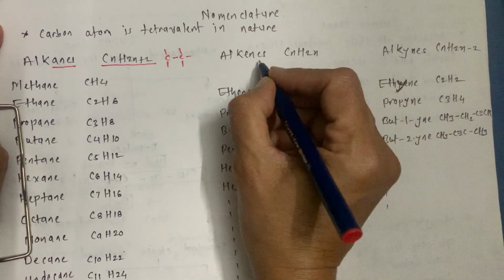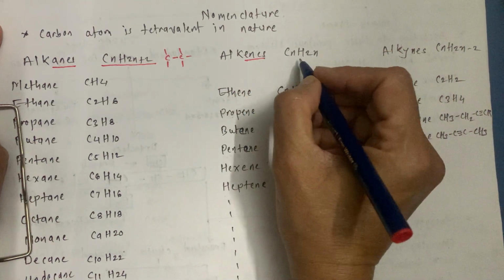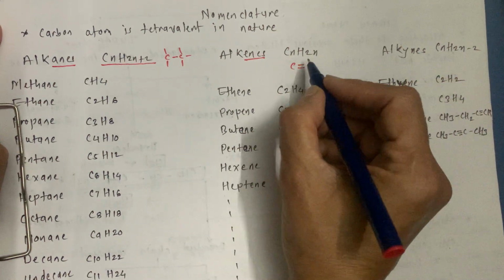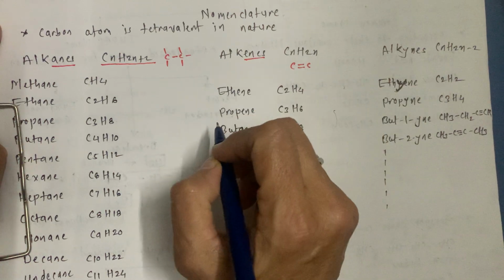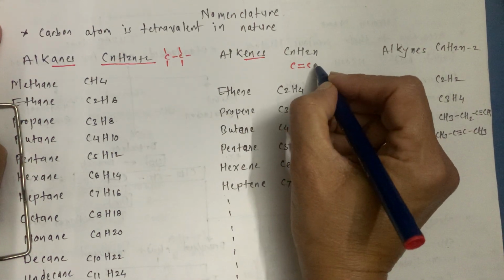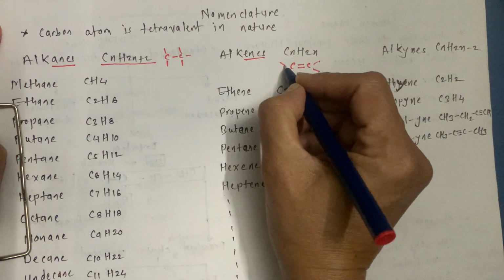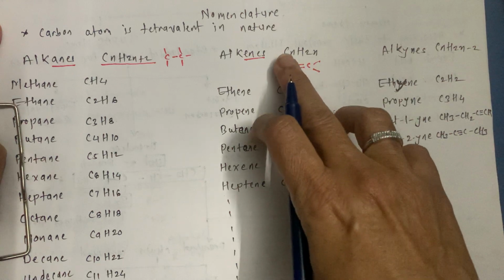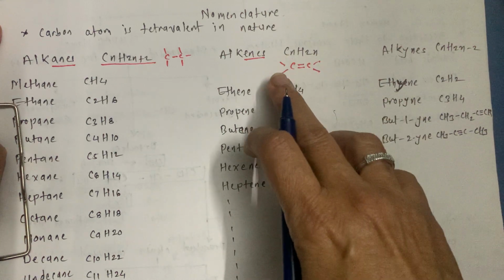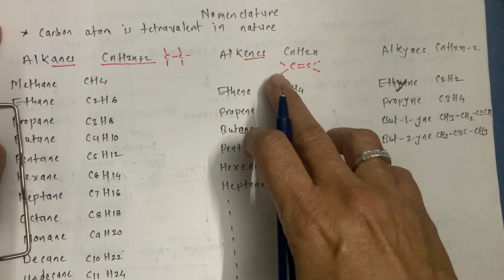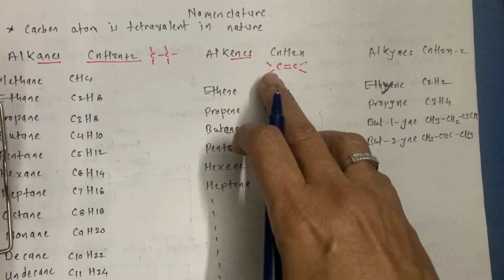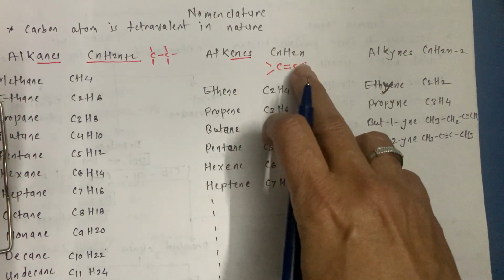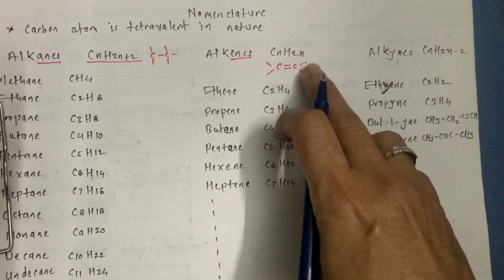Then alkenes end with ENE, when there is only one double bond, C double bond C, and the general formula is CnH2n. Here there are two more valences remaining with the carbon. So we can write C double bond C like this, and these are the two remaining valencies. If there are two carbons, C2, then there are 1, 2, 3, 4 hydrogens.